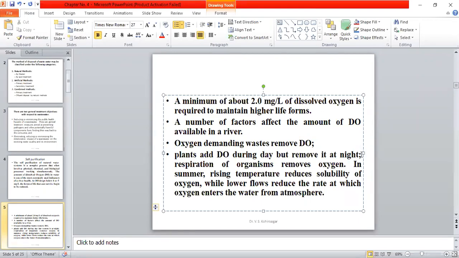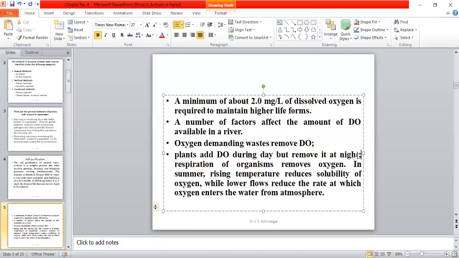In the water body also, aquatic plants are there, and these aquatic plants perform their photosynthetic activity. And what is the photosynthetic activity? During the day, plants consume carbon dioxide and release the oxygen.